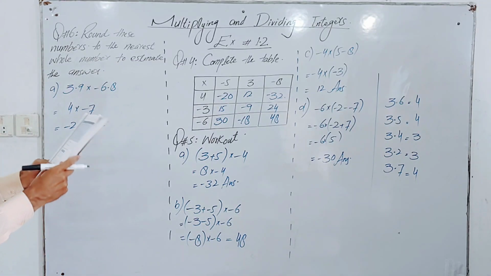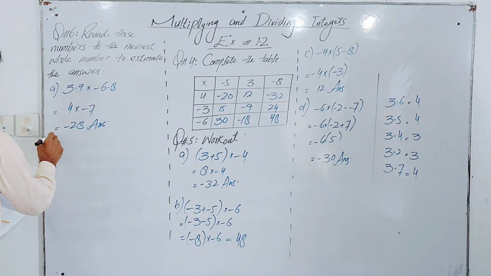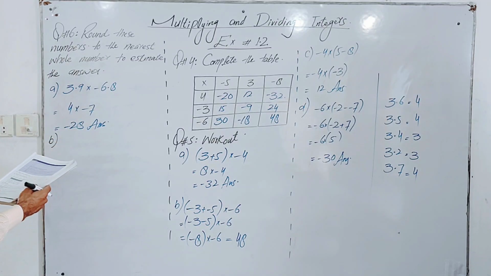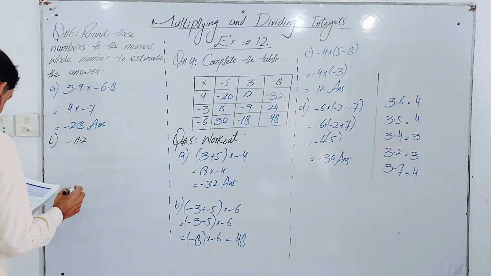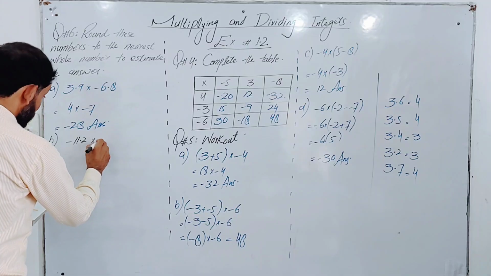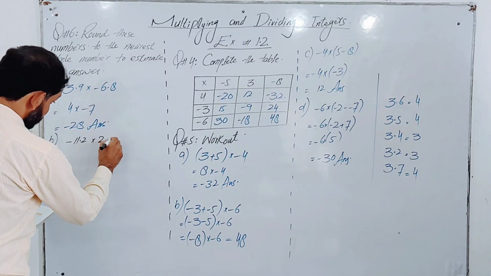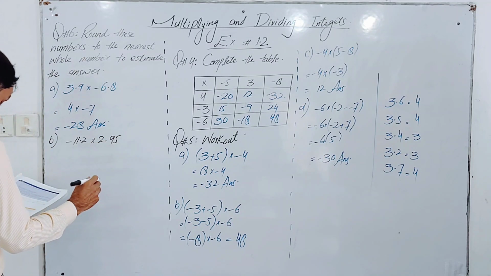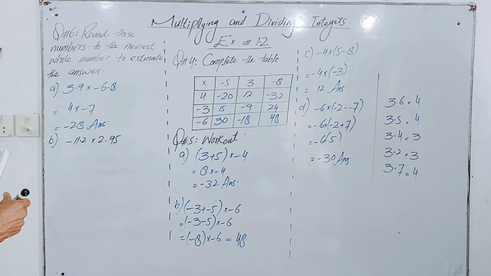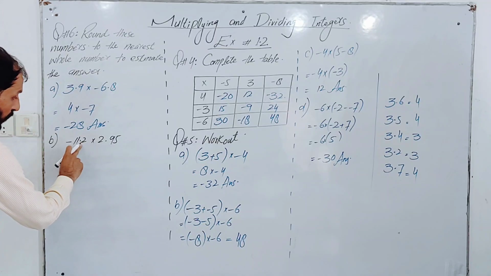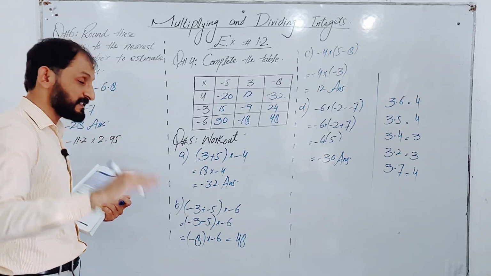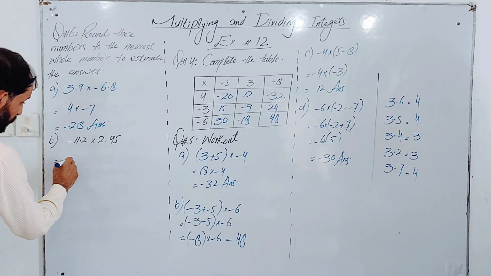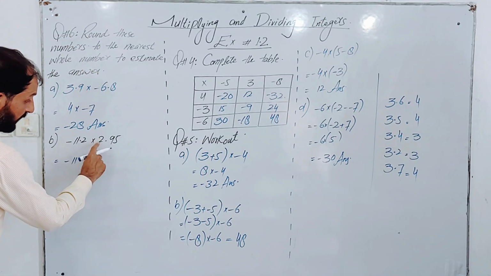Now the B part is -11.2 multiply by 2.95. We have to round these numbers. 11.2. 0.2 is less than 0.5. Which type of technique we have to use? We have to use the step down technique. It is equal to -11 multiply by 2.9.